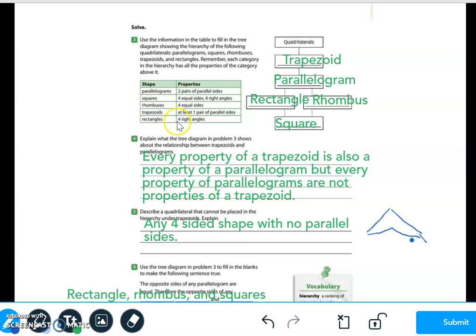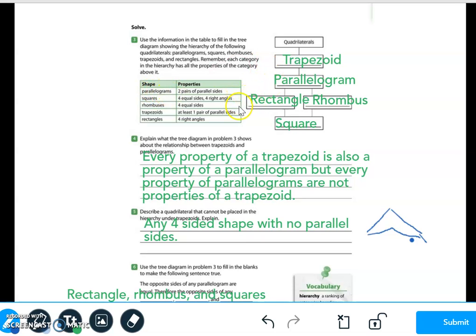So first, it says it has at least one pair of parallel sides. Because all of these shapes can have at least one pair of parallel sides, we'll put trapezoids next. Next, it says has two pair of parallel sides. Before it said at least one, so we know that would be before this. So next, we would have at least two pair of parallel sides. So a parallelogram will go next.